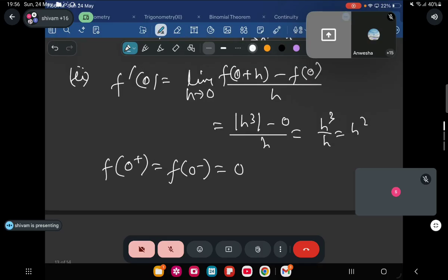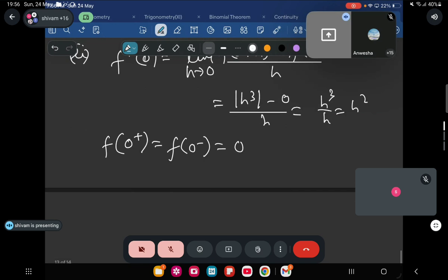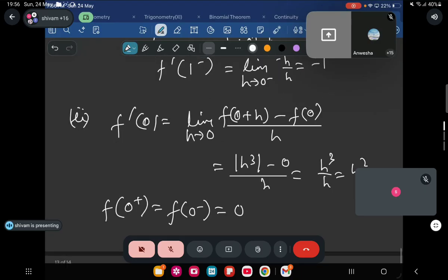Mod x cube, how will the graph look like? Why will it be directly x cube? Mod. It will come out with plus minus sign, won't it? Mod h cube is equal to directly h cube by h cube. It will come out with plus minus sign, right? Yes.